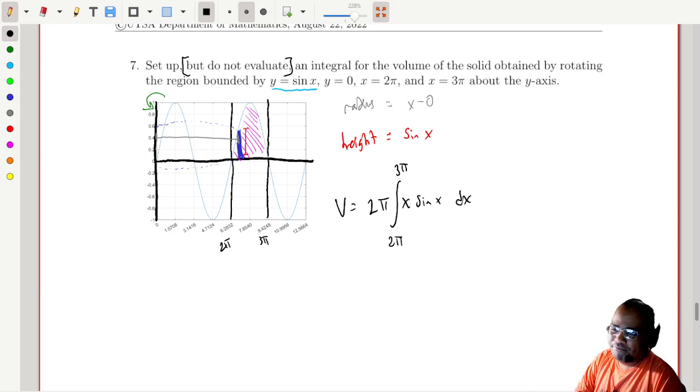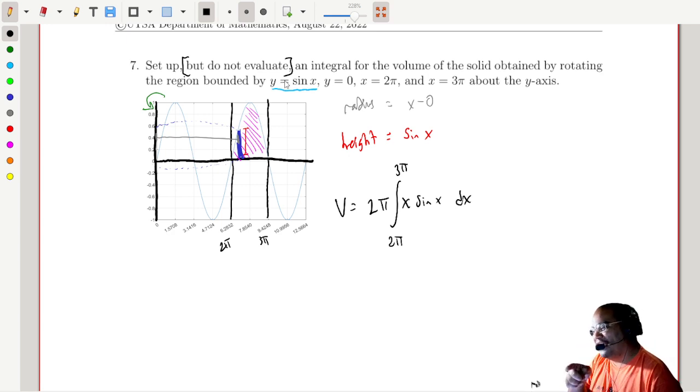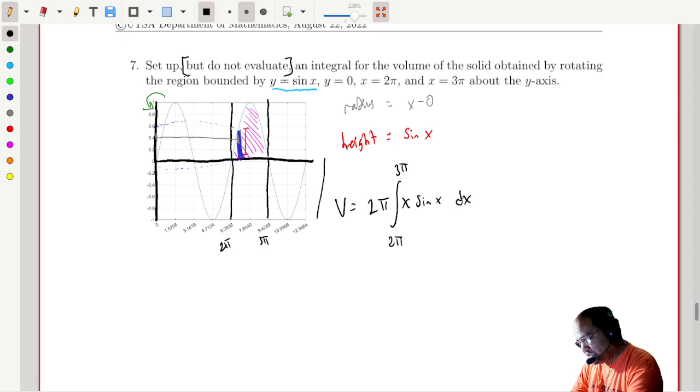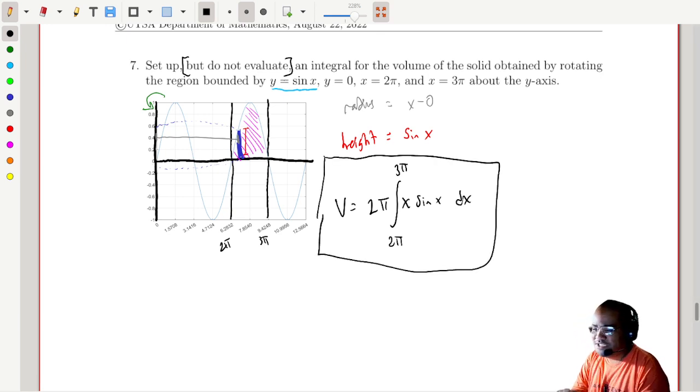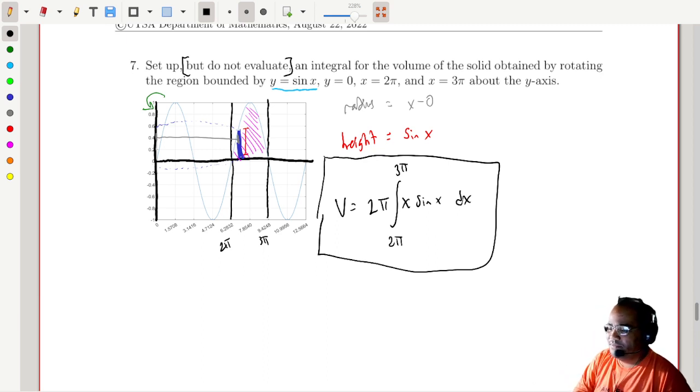Sean, you might be asking me right now through your computer screen, how do I integrate that? You're going to have to wait for integration by parts. This is a prime example of when we would use integration by parts, but we'll get there. But this is the integral that represents the volume, and we're just asked here to set it up. There'll be a task later to evaluate this by using integration by parts.